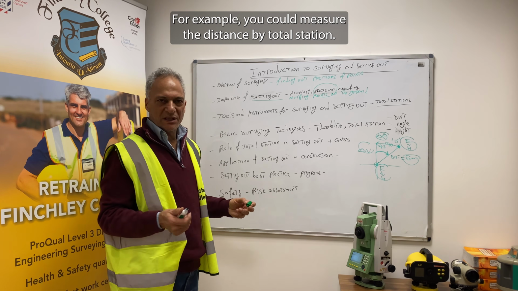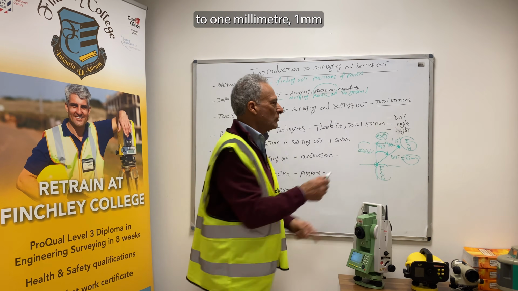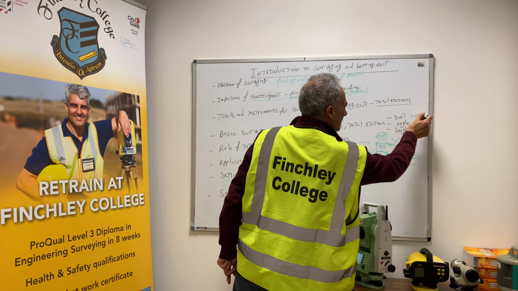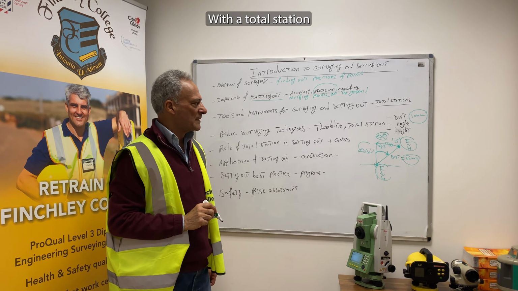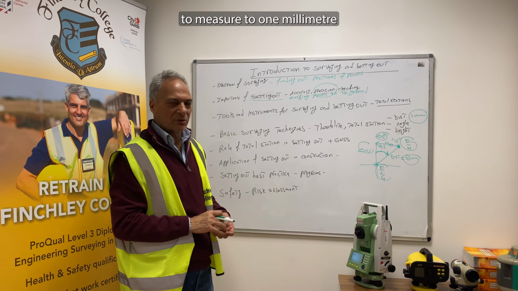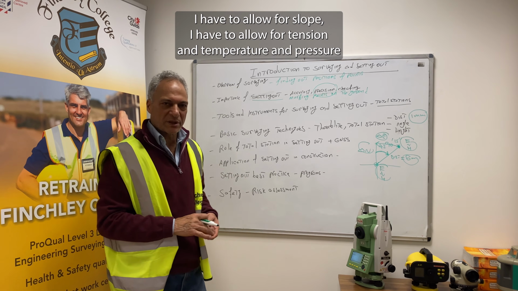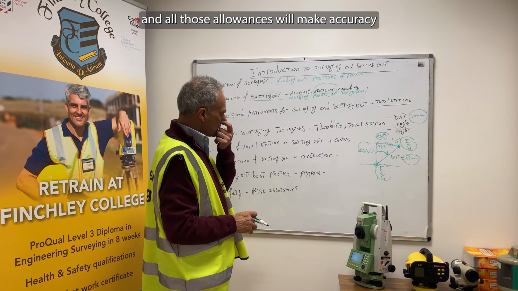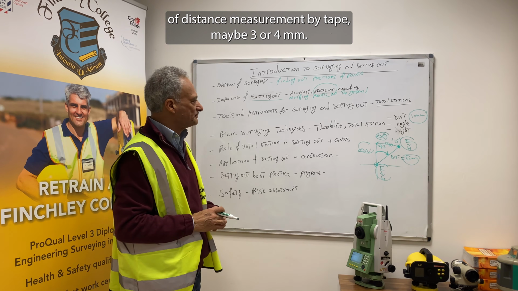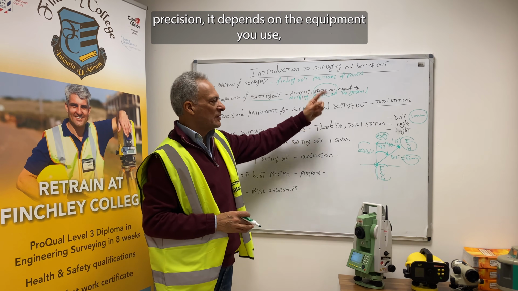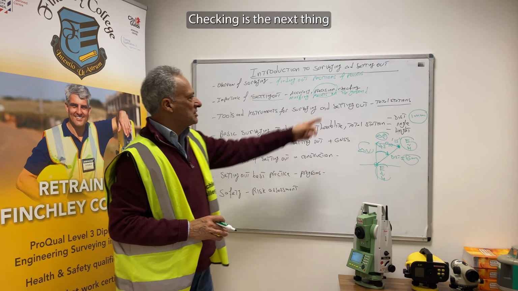For example, you can measure a distance by total station. A total station's job is to measure distances accurately to 1 millimeter. That is the accuracy of a distance measurement with the total station. If I was going to use a tape, I wouldn't be able to measure to 1 millimeter. I have to allow for the slope, I have to allow for tension, I have to allow for temperature and pressure, and all those allowances will make the accuracy in distance measurement by tape maybe 3 or 4 millimeters. So precision depends on the equipment you use, and that determines your accuracy in setting out. Checking is the next thing.